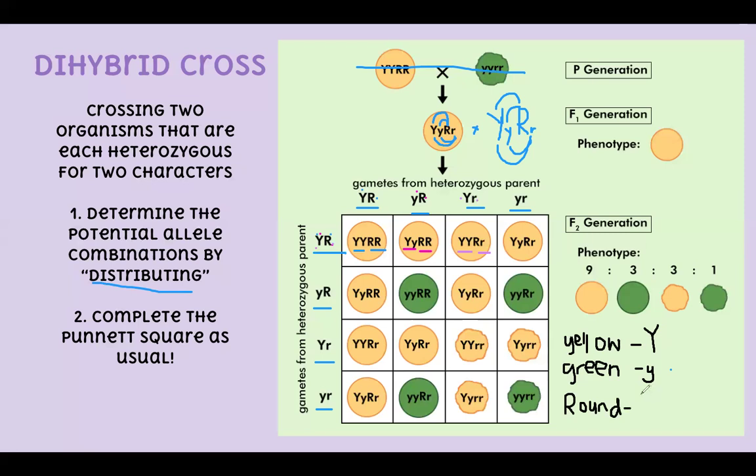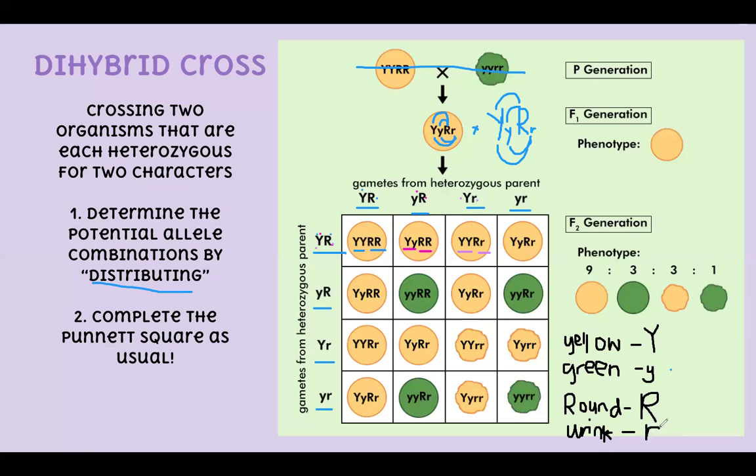Okay. And that one is dominant, big R. And there are wrinkled peas. Okay, that's wrinkled. And that's recessive, little r.